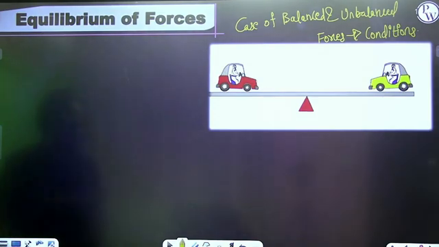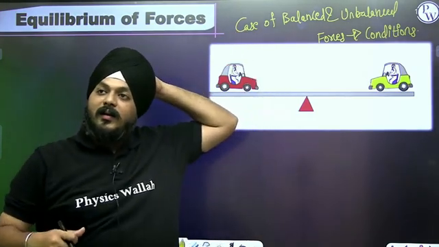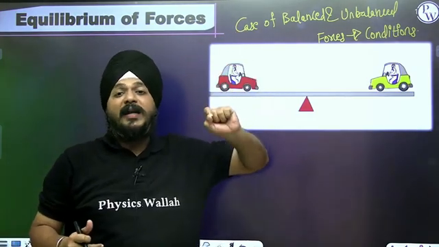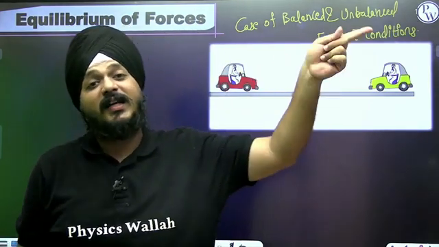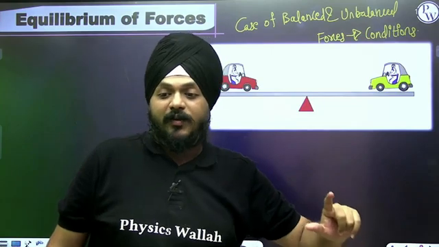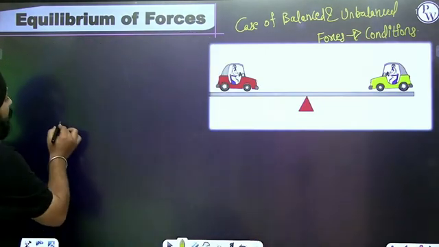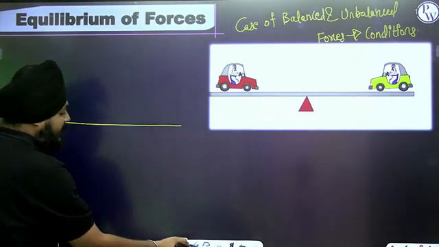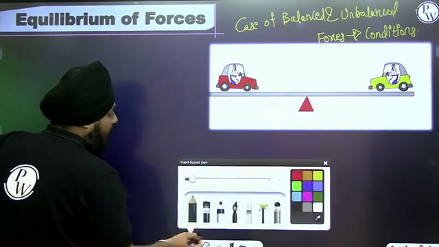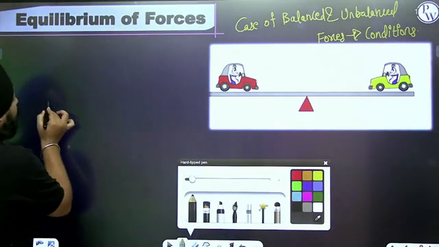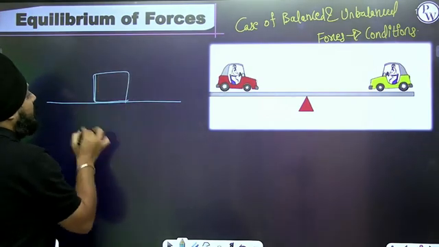The case of unbalanced and balanced forces. The equilibrium conditions for translational motion, the same thing we are going to discuss again in the 7th chapter of rotation. But here it is important. The entire mechanics depends on some equilibrium conditions. What are those? To understand this, let's take an example. This is an object.